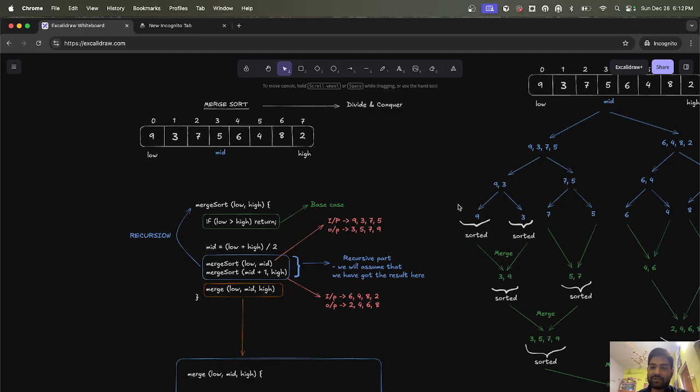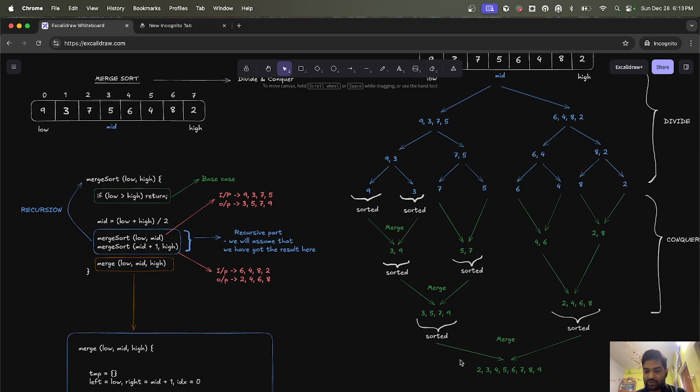Before starting the merge sort algorithm, let me tell you what sorting actually means. Let's say you have been given an array, which you can see on the screen currently: 9, 3, 7, 5, 6, 4, 8, 2, and you want to sort it. You would expect the end result to be in increasing order, right? So it will be 2, 3, 4, 5, 6, 7, 8, 9. The array should basically be in increasing order.